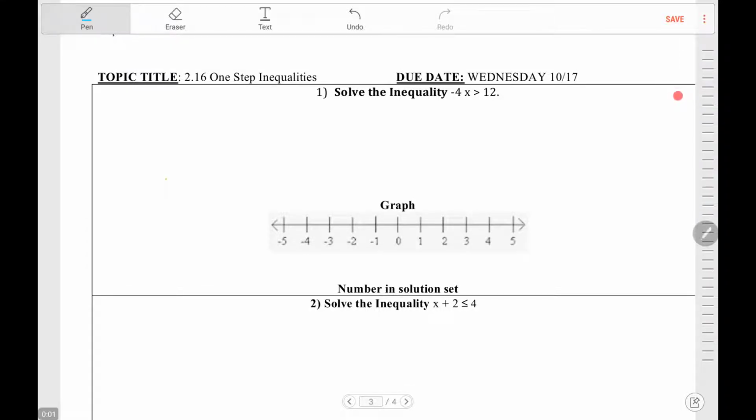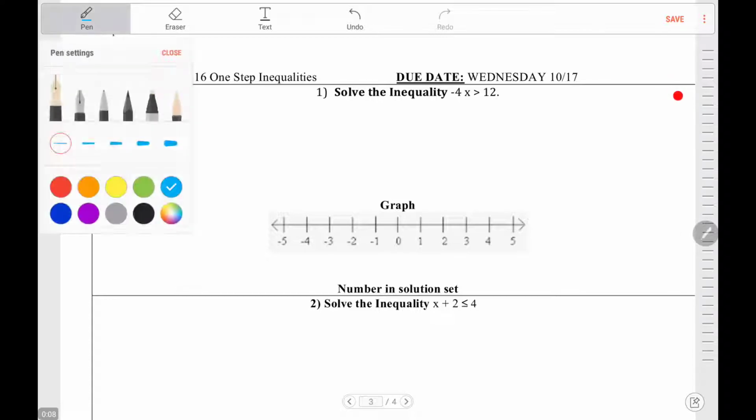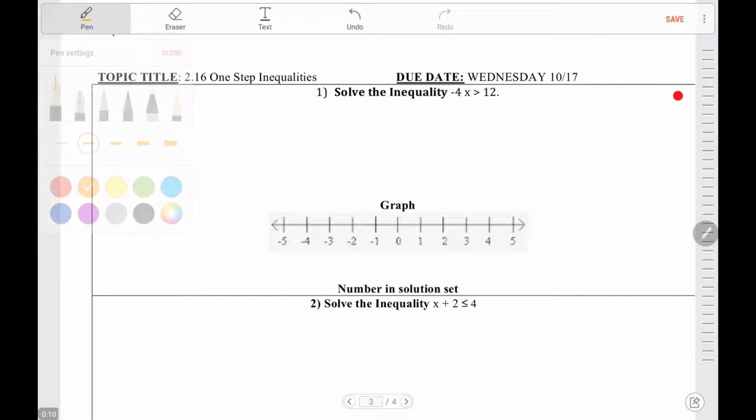Hi guys, so today we learned one-step inequalities, and we're going to review that because we're going to continue to do this week. So we learned that everything is exactly the same in inequalities when we're solving, just like equations, but there's one difference, and I want to write this at the top so we don't forget.